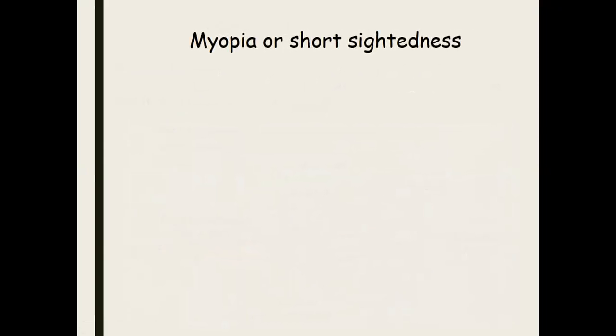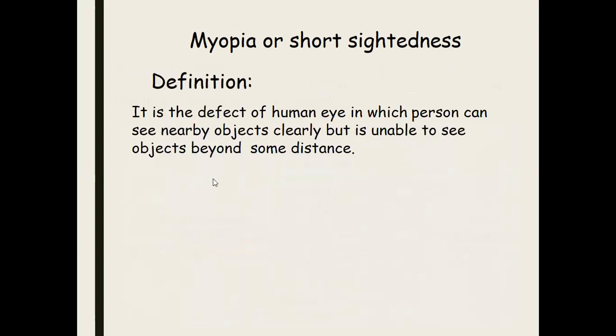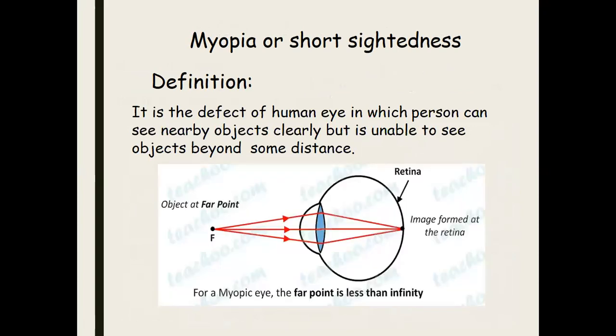hypermetropic eye. Now, what is myopia or short-sightedness? The definition is: it is the defect of the human eye in which a person can see nearby objects clearly, but is unable to see distant objects, that is, far away objects. Now, this is the myopic eye. The far point is less than infinity. Normally the far point is very far, but in this case the far point is less than infinity.